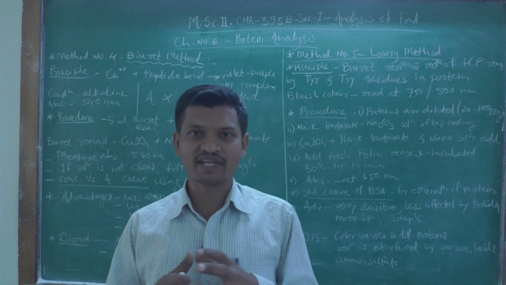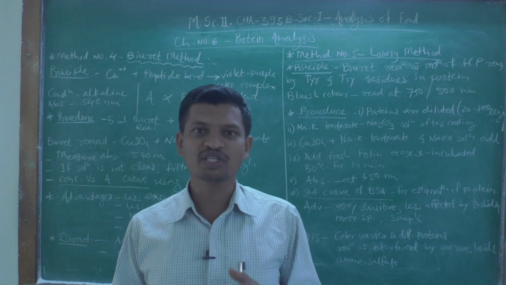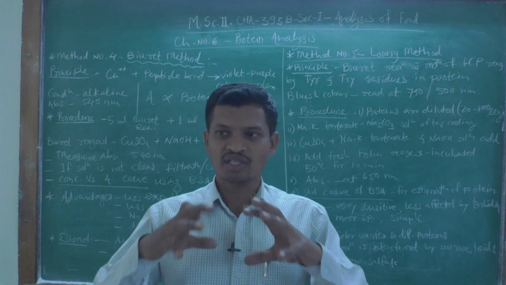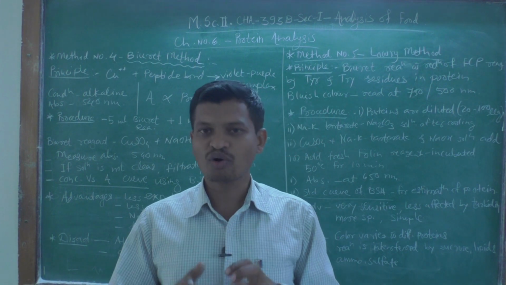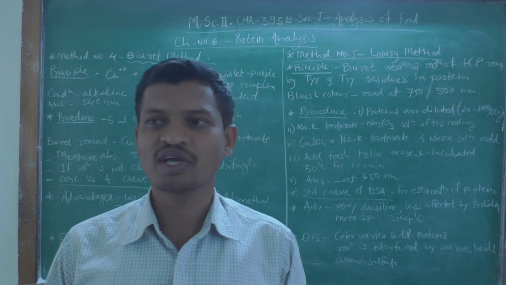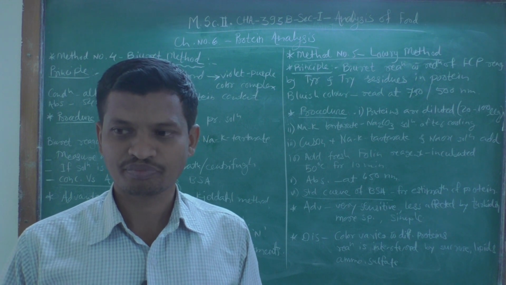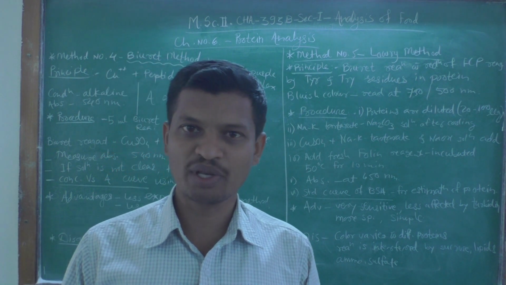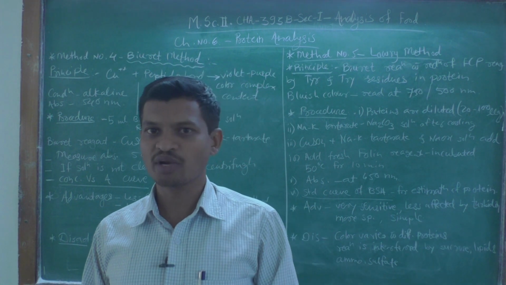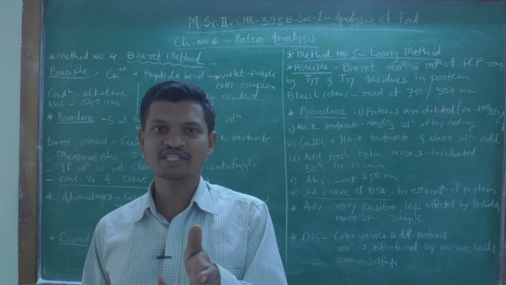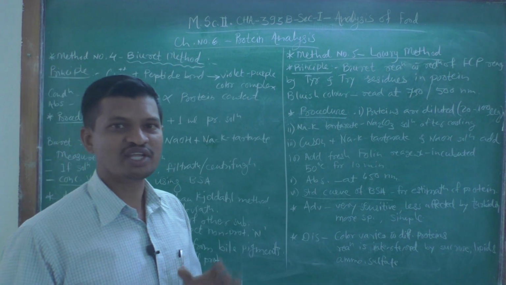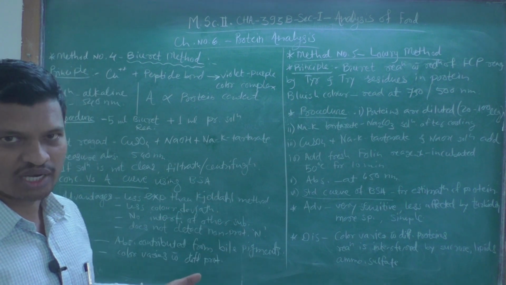and they form a colored complex between these cupric ions and the peptide bonds present in the proteins. The nitrogen in the peptide bond has a lone pair of electrons, and that is used for the donation of electrons for formation of a coordinate bond with these cupric ions. So the cupric ions, Cu2+, act as the central metal ion in this complex, and that complex is a very dark violet purple color complex.